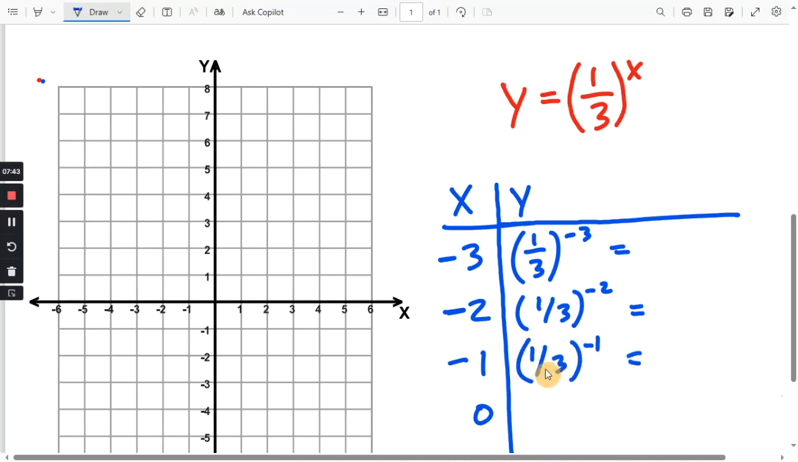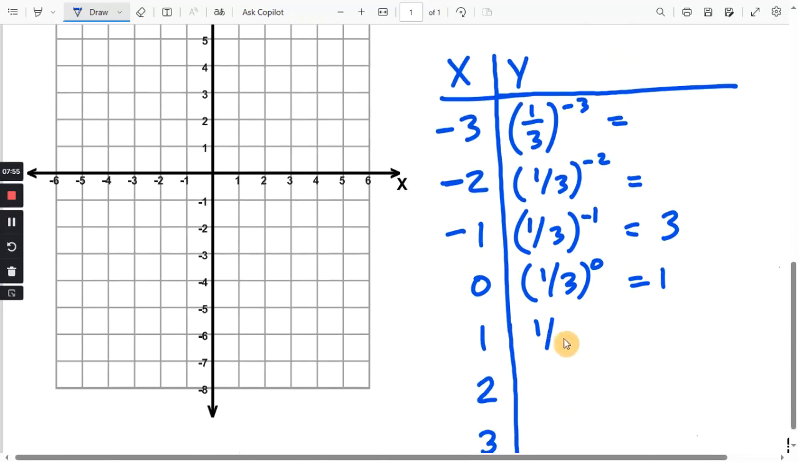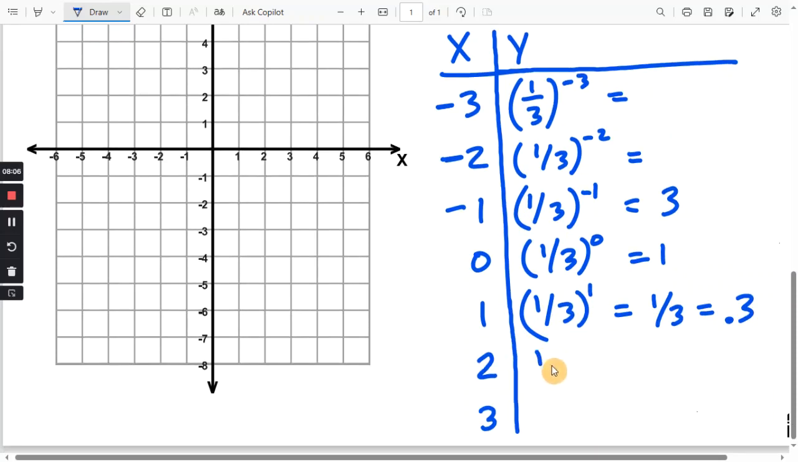-1 just does the reciprocal. So the reciprocal of 1/3 is just 3. Okay, and of course 1/3 to the power of 0 is just going to be 1. All right, 1/3 to the power of 1 is just going to be 1/3. If you want to round off, it's 0.3. And let's see, 1/3 squared. And 1/3 to the 3rd. Believe it or not, many of these you can do in your head.